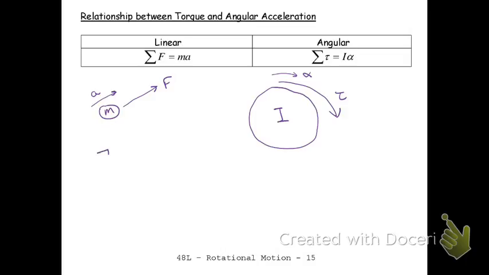So just as I said, the sum of the forces along an axis equals ma. Remember, this was net external forces. I can say the sum of the torques around an axis. This is along an axis. This is around an axis. Is equal to I alpha.